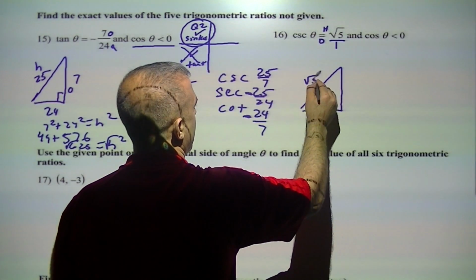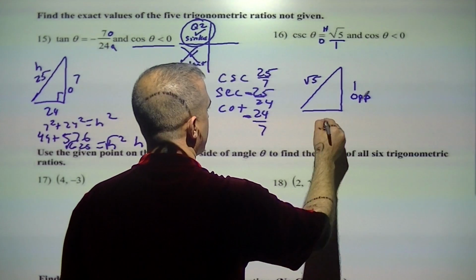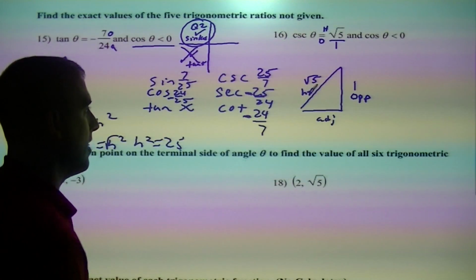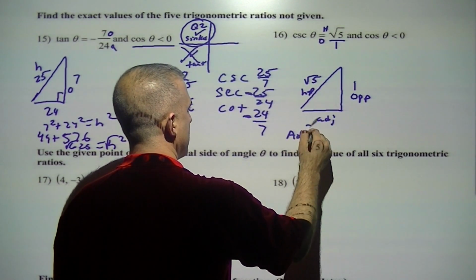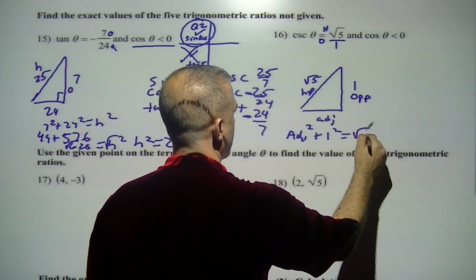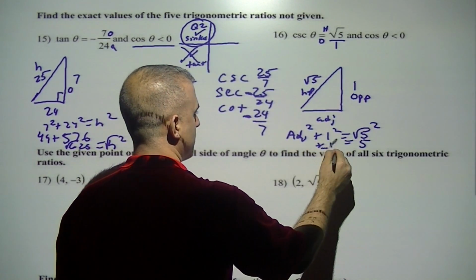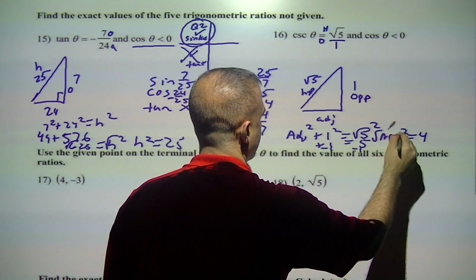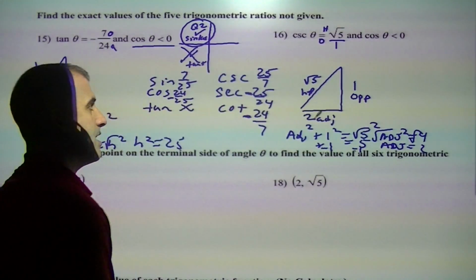So that's square root of 5. And that would be 1, because that's what my opposite would be. This would be the adjacent, and this would be the hypotenuse. If I follow Pythagorean theorem on this, my adjacent side squared plus 1 squared should equal the square root of 5 squared. That would be 5, that would be 1. So I'd subtract 1, so the adjacent side squared is equal to 4. If I took the square root of that, the adjacent side has to be 2. So that's the key thing with that first.